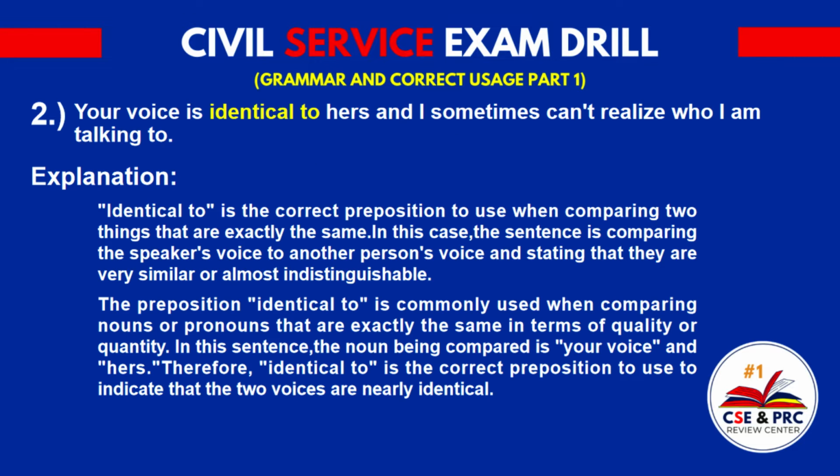Explanation. Identical to is the correct preposition to use when comparing two things that are exactly the same. In this case, the sentence is comparing the speaker's voice to another person's voice and stating that they are very similar or almost indistinguishable. The preposition identical to is commonly used when comparing nouns or pronouns that are exactly the same in terms of quality or quantity. In this sentence, the noun being compared is your voice and hers. Therefore, identical to is the correct preposition to use to indicate that the two voices are nearly identical.